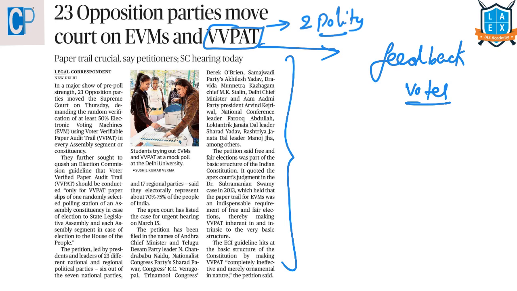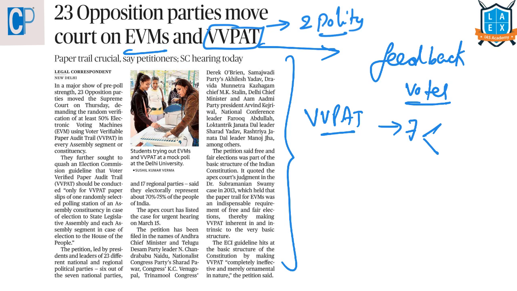It will allow the voter to verify if their vote has gone to the correct person, because once a voter presses the button in the electronic voting machine, a paper slip will be printed through this VVPAT machine, and that slip will be visible for 7 seconds.